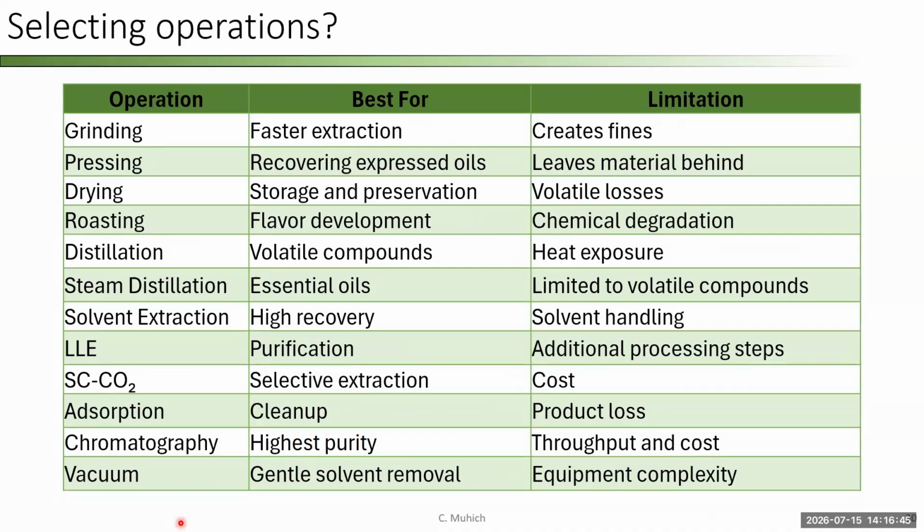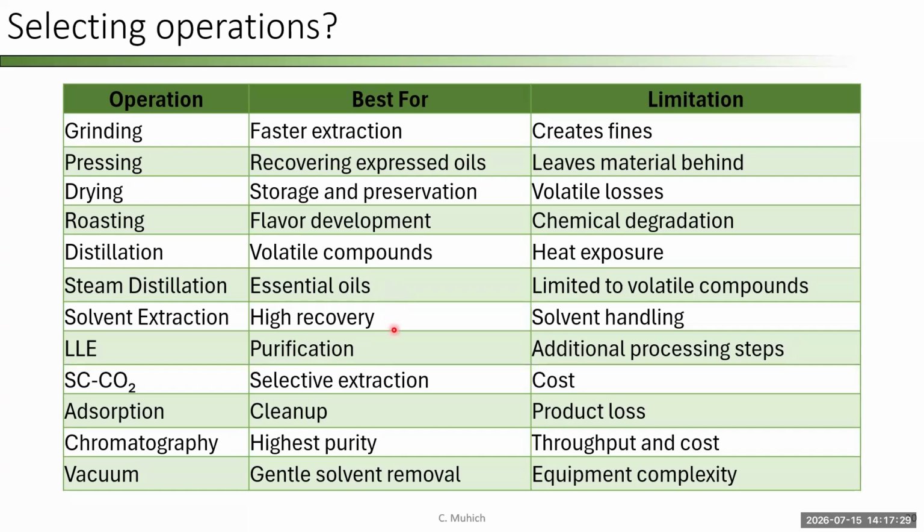These lead to various operations that we should think about when we're thinking about these different steps. So grinding is only for places where we really need faster extraction. Pressing, where we can recover essential oils. Drying is when we really care about storage and preservation. Roasting, we use when we have flavor development. Distillation, when we've got a lot of volatile compounds. Steam distillation is for those essential oils which might be heat sensitive.